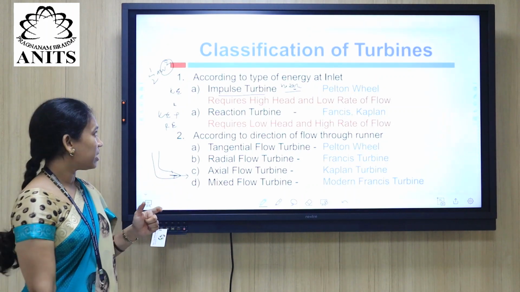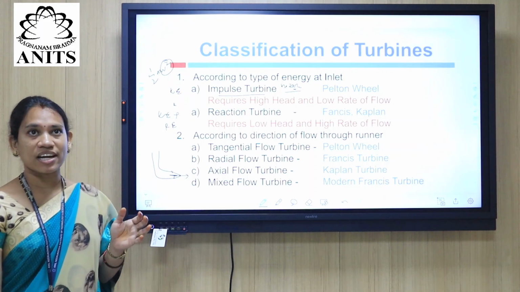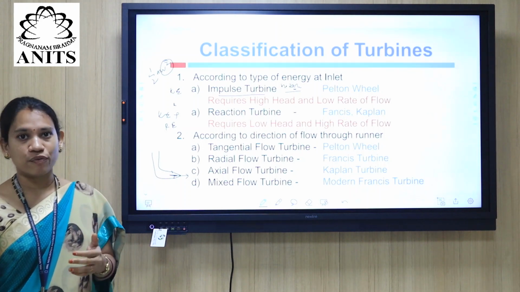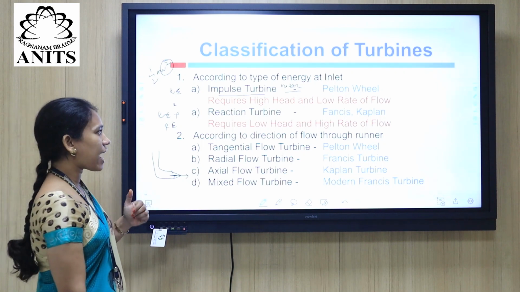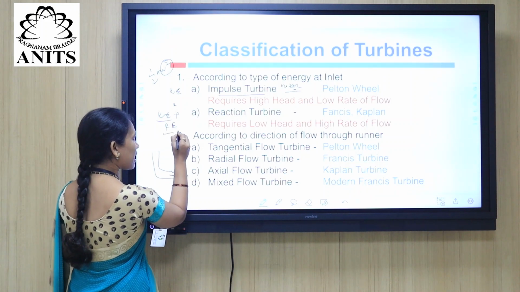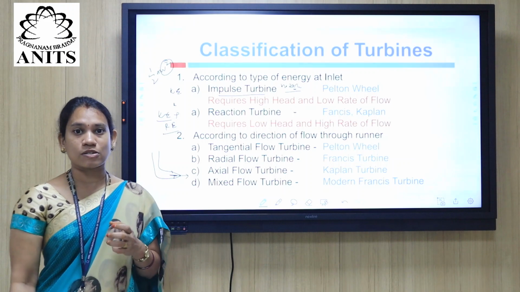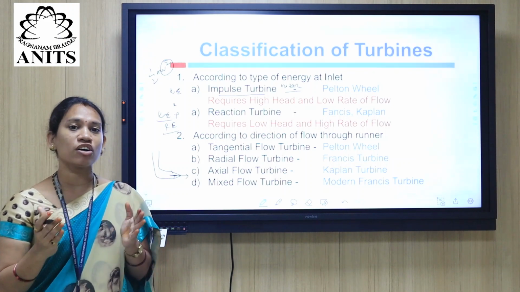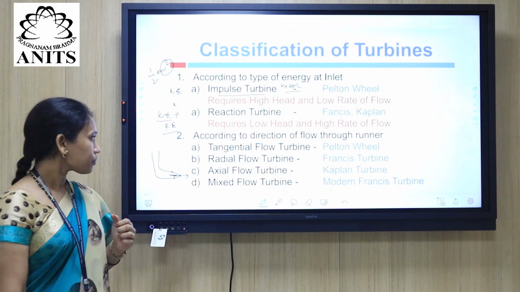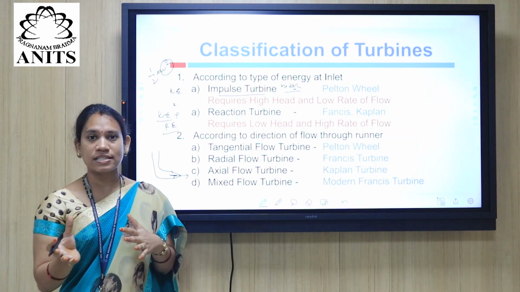Once again, I am repeating: an impulse turbine is a turbine where the entire potential energy is converted into kinetic energy by providing a nozzle at the end of the penstock. The second one is the reaction turbine, where the energy is in the form of kinetic energy and potential energy. How is it possible? Kinetic energy is developed when the cross-sectional area is reduced so that the velocity is increased, but the potential energy is maintained in a closed circumstance.